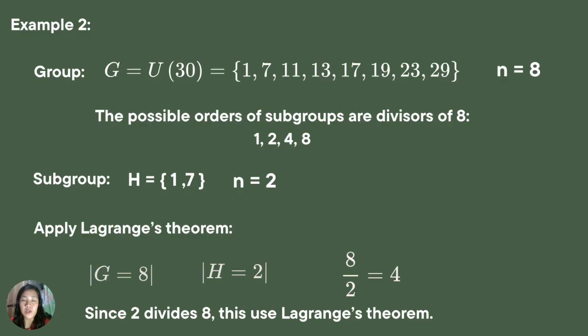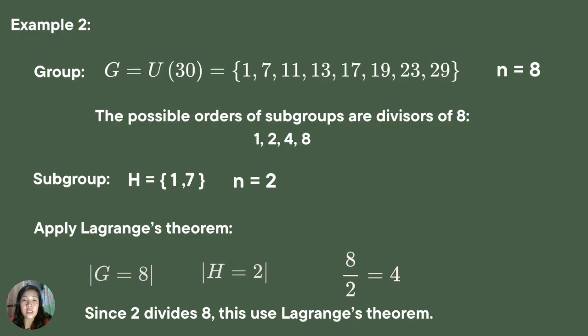Now, within this group, consider a smaller set called a subgroup, which here is {1, 7}. This subgroup has 2 elements. Lagrange theorem tells us an important fact: the size of any subgroup must divide evenly into the size of the whole group. In this case, our subgroup has size 2 and the whole group has size 8. Since 2 divides 8 perfectly, the theorem holds true here.